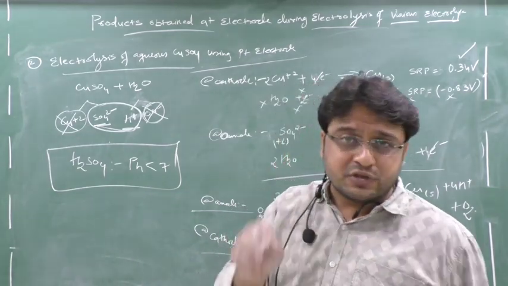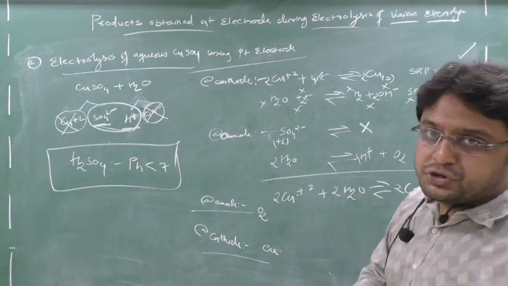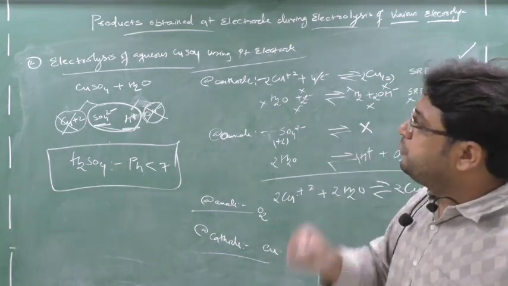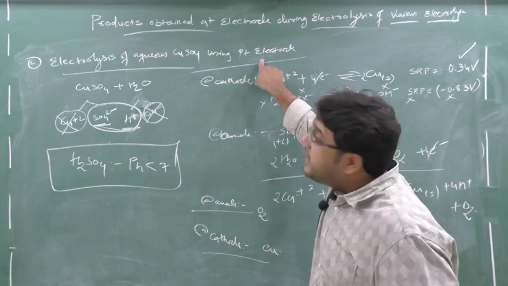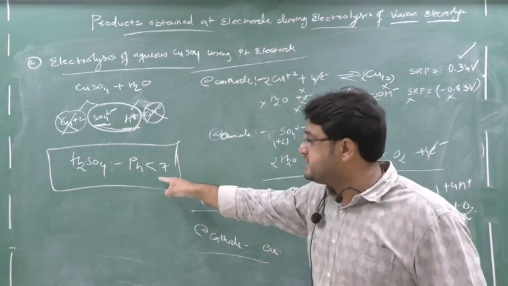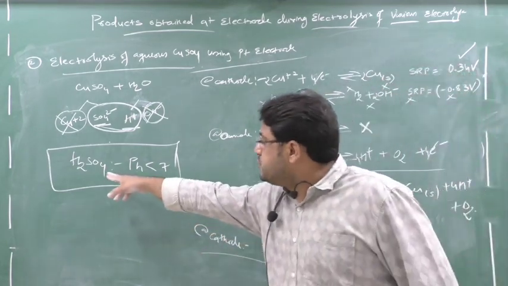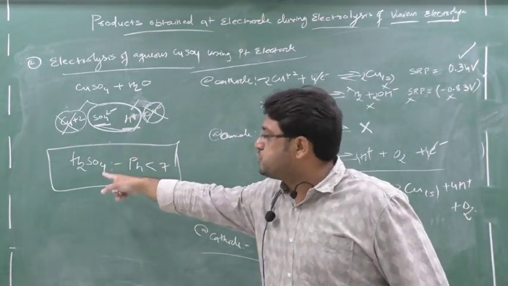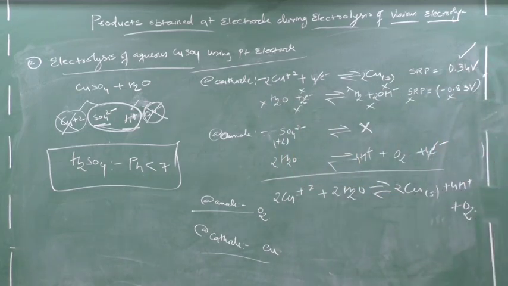There is a 4 mark MCQ where this has been asked. Please remember: the question was, what is the pH of the final solution during the electrolysis of aqueous CuSO4 using platinum electrodes? The pH is less than 7 because the final solution is acidic, since H2SO4 is an acidic substance. I hope you have remembered and understood.